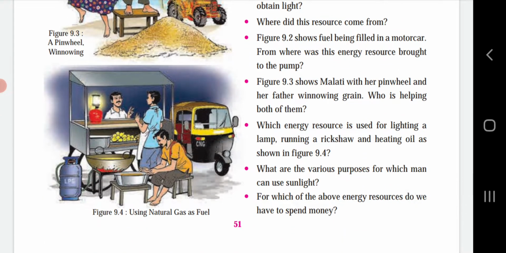Which energy resource is used for lighting a lamp, running a rickshaw and heating oil as shown in figure 9.4? If you will see here in the stall, for lighting a lamp and for cooking, LPG is used for lighting a lamp and heating oil, and CNG is used for running a rickshaw, as shown in figure 9.4. CNG is written on the auto rickshaw.